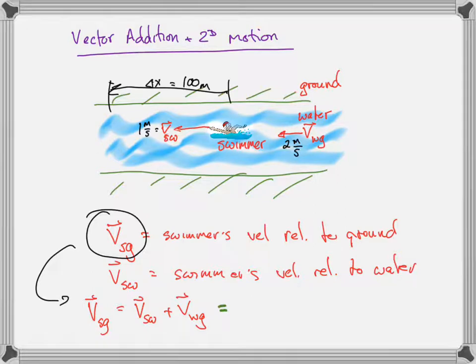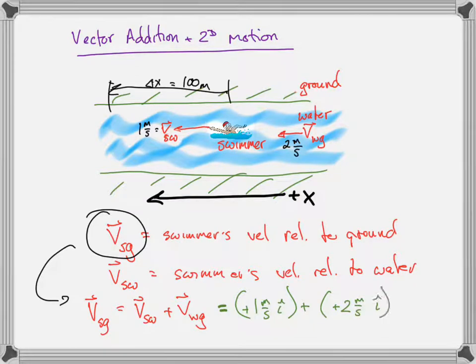So since everything currently is going to the left, I'm going to call to the left our plus x direction, and go ahead and figure out that the velocity of the swimmer relative to the water is plus 1 meter per second in the x direction, and add to that the velocity of the water relative to the ground, which is plus 2 meters per second in the x direction.